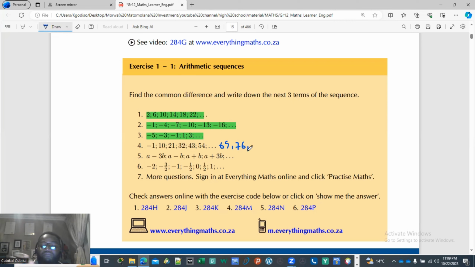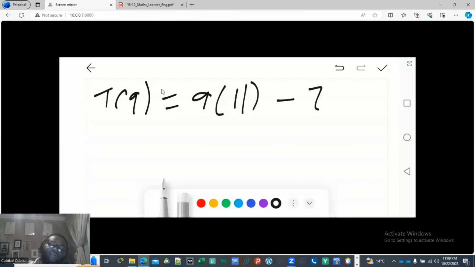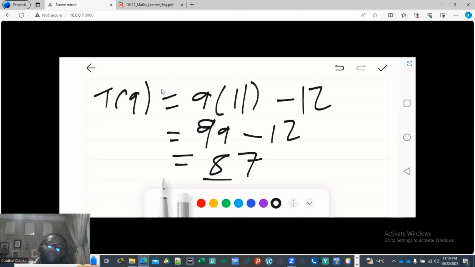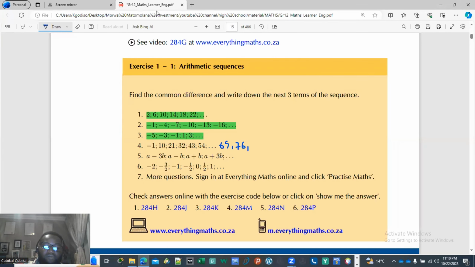Okay. So now, going back to this side, which is T9, 9 times 11 minus 12. We're going to get 99 minus 12, and we're going to get 87. So to prove this, we can then say 87 minus 76. We're going to get 11, which makes it to be very true.